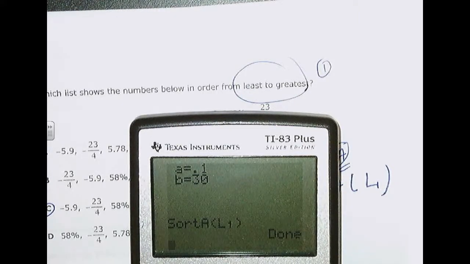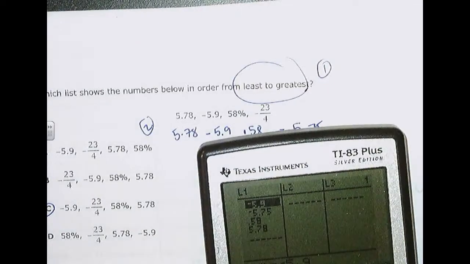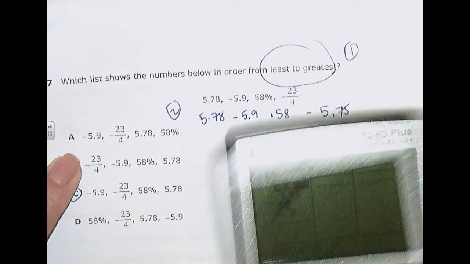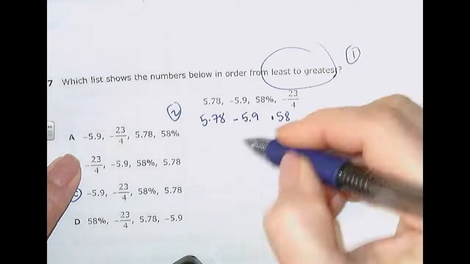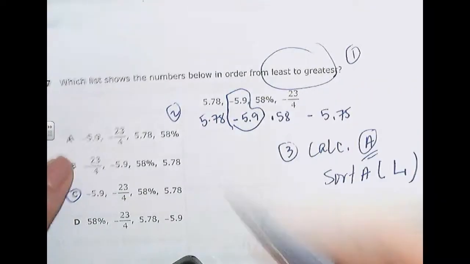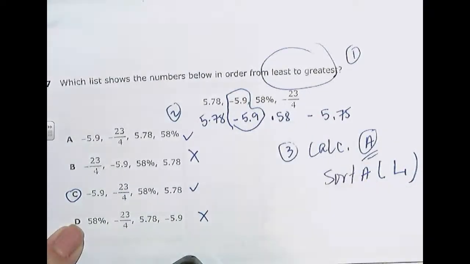And then I go back to look at my list. Now it says negative is first, so don't just grab the first negative. You have 2 negatives here. I need negative 5.9 first. Negative 5.9, yes. No, that's not negative 5.9, because negative 5.9 is this one. That's a no. That's a yes. That's a no. Now let's go back to the yeses.